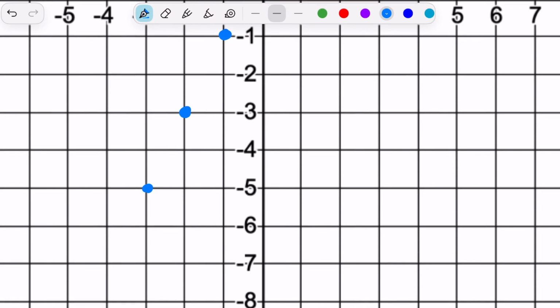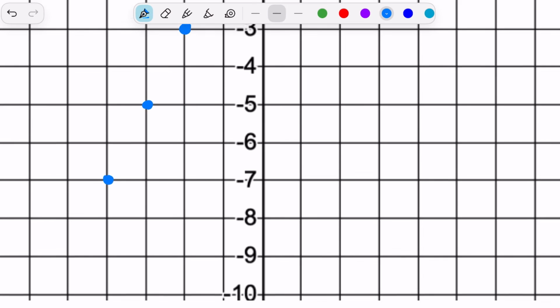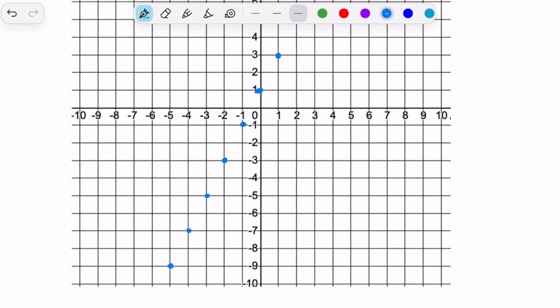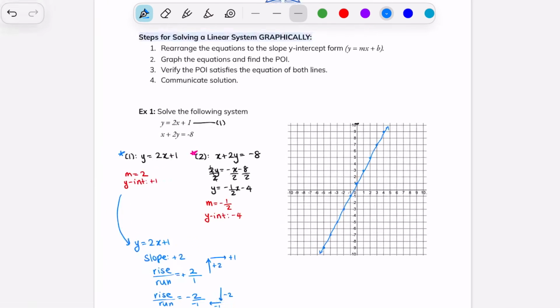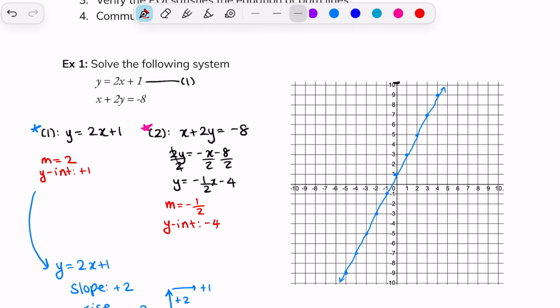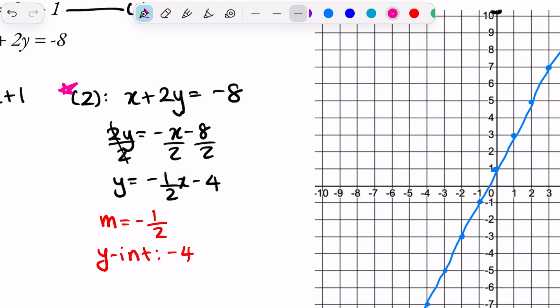So just continue the pattern and then connect all of your points. And this is line 1. So see how fast you have to be when you're graphing these lines, right? Like during a test, you can't spend like 10 minutes graphing a line, right? That's a skill that you need to be very fast and accurate with. So make sure you practice graphing.